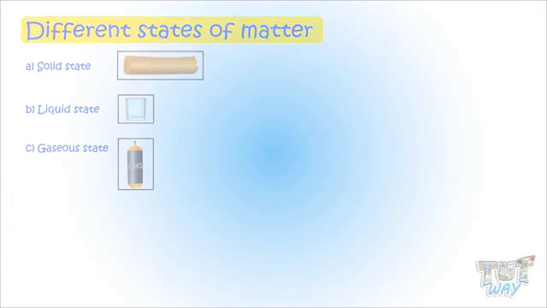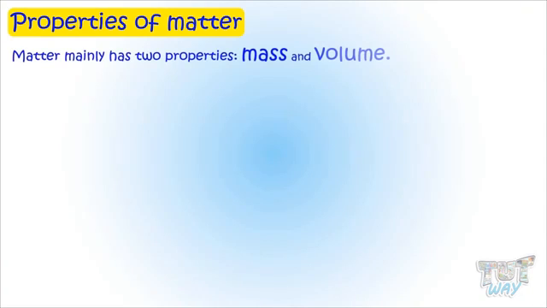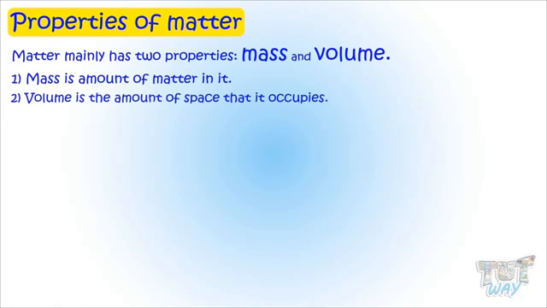Let's first learn about properties of matter. Matter mainly has two properties, mass and volume. Mass is the amount of matter in it, and volume is the amount of space that it occupies. Now, let's learn about the properties of different forms of matter.